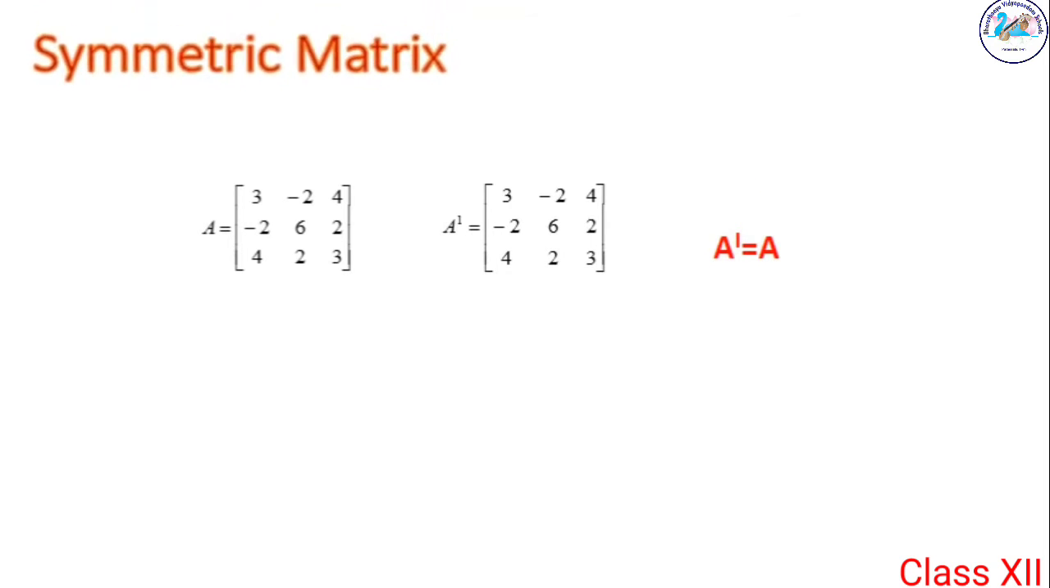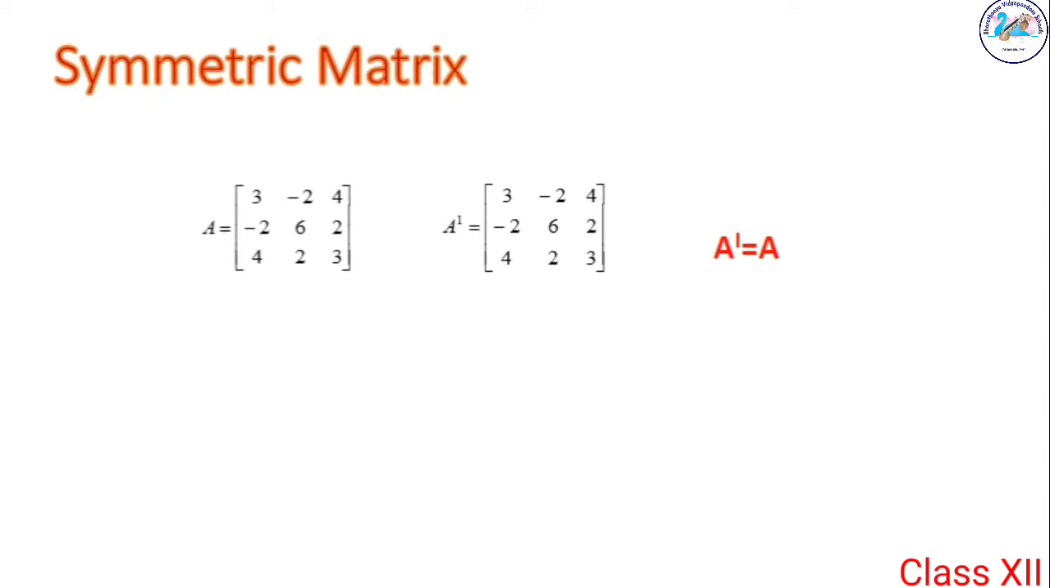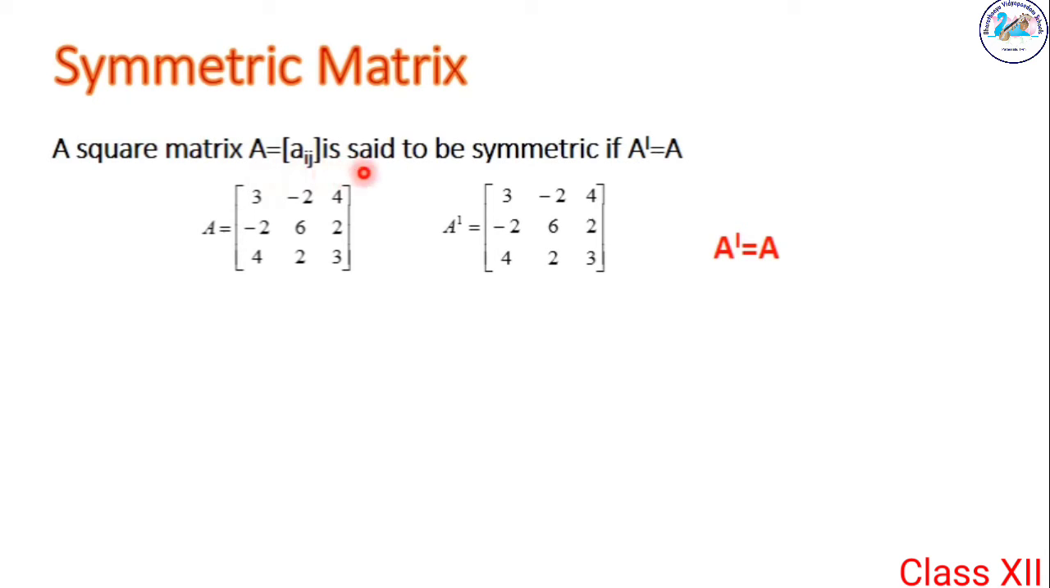We have a name for this type of matrices, that is called the symmetric matrix. Let us go for the definition. A square matrix A equal to [Aij] is said to be symmetric if A transpose is equal to A. If this condition is satisfied, A transpose is equal to A, then we can say that the matrix is symmetric.